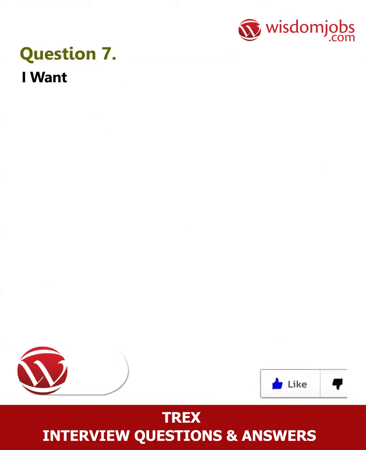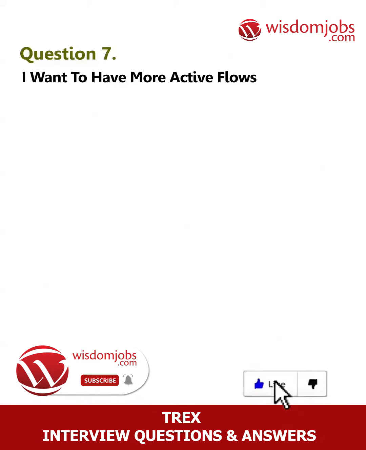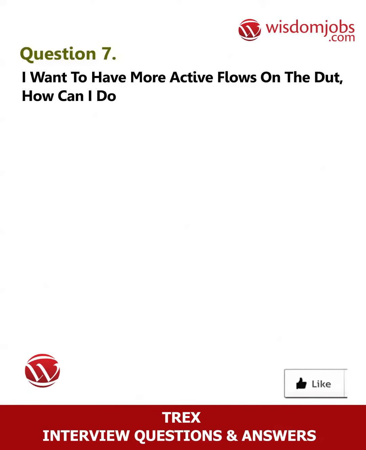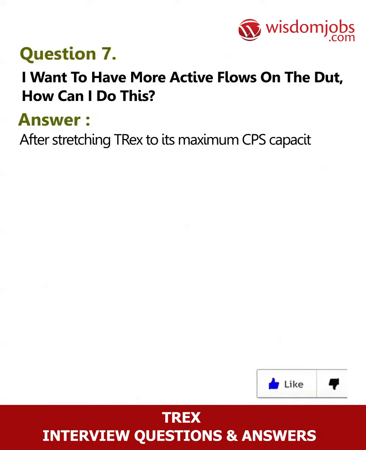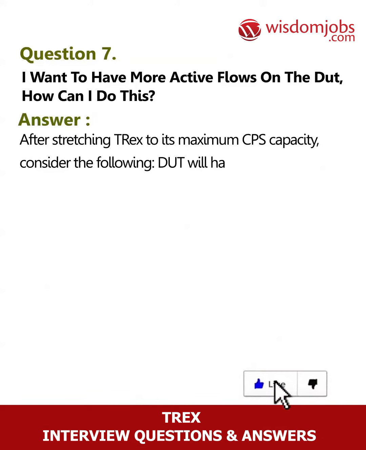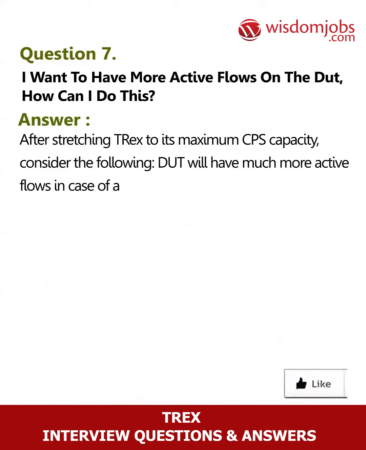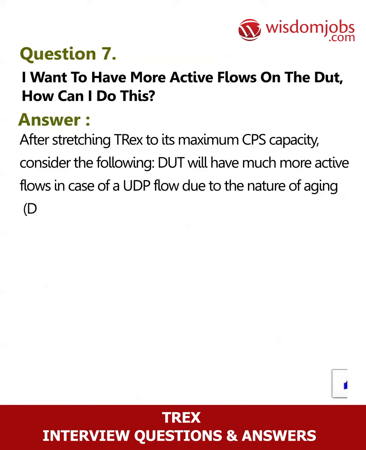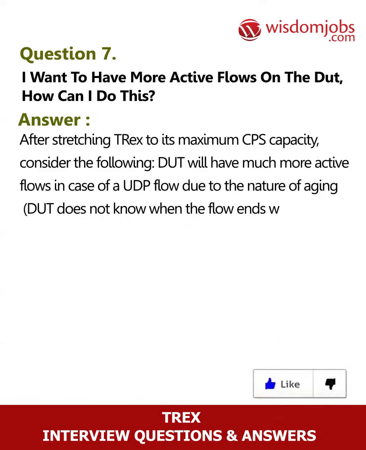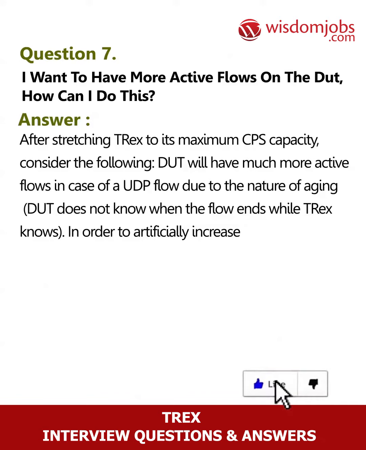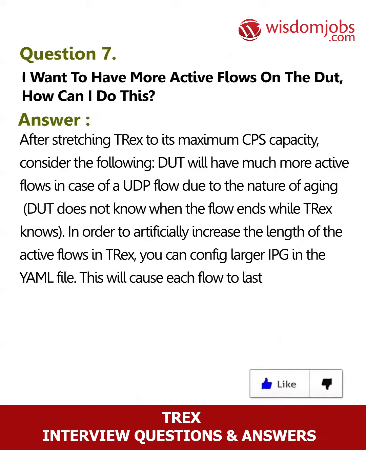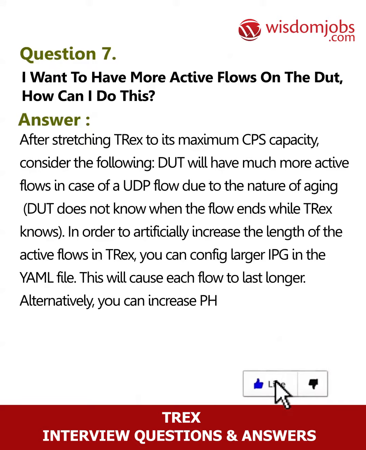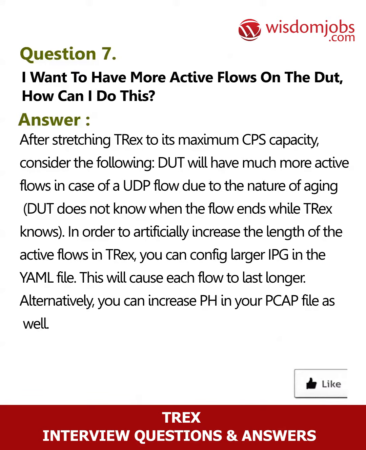Question 7. I want to have more active flows on the DUT. How can I do this? Answer. After stretching TRex to its maximum CPS capacity, consider the following. The DUT will have many more active flows in case of a UDP flow due to the nature of aging. The DUT does not know when the flow ends while TRex knows. In order to artificially increase the length of the active flows in TRex, you can configure a larger IPG in the YAML file. This will cause each flow to last longer. Alternatively, you can increase it in your PCAP file as well.